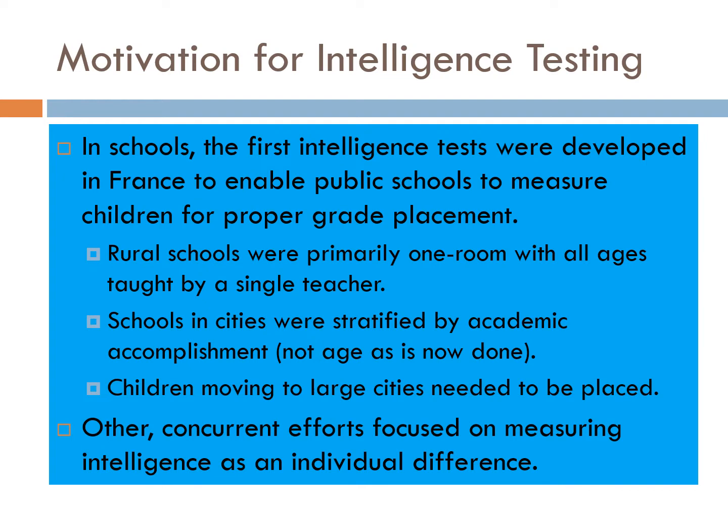Schools in cities, on the other hand, were stratified by academic accomplishment, not by age, as is now done. So it's interesting that those early schools in France were stratified based on abilities, right? Based on how far you'd achieved in your studies, rather than age. So children moving to large cities needed to be placed within this stratified academic system. They needed intelligence testing in order to figure out where they were going to be placed in this public schooling system.